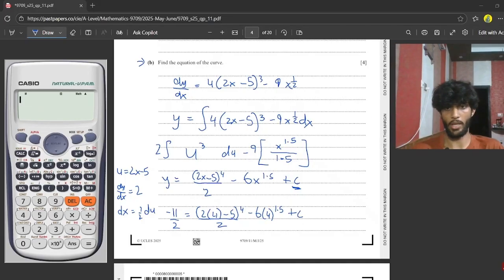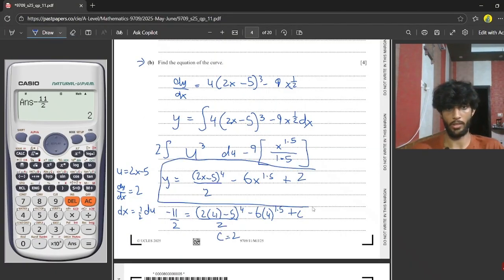And then we can sort of do all of this out on our calculator. This is going to be 2 times 4 is 8 minus 5 is going to be 3 raised to the power 4 divided by 2 minus 6 times 4 raised to the power 1.5. This is going to be negative 15 by 2. You send this to the other side, it's going to become a positive number. Okay, and then you will subtract from it 11 by 2. So c is simply just going to be 2. So that means your equation is going to be all of this plus 2. This is your final answer.